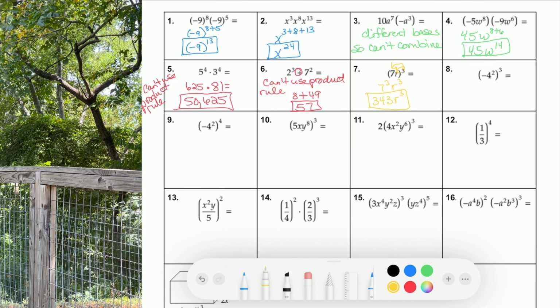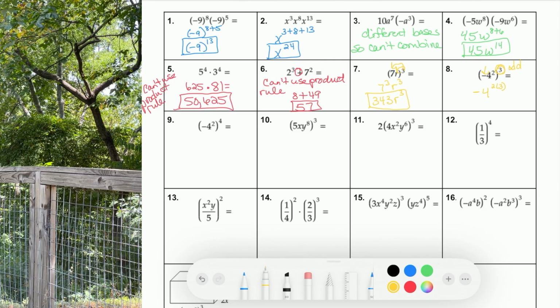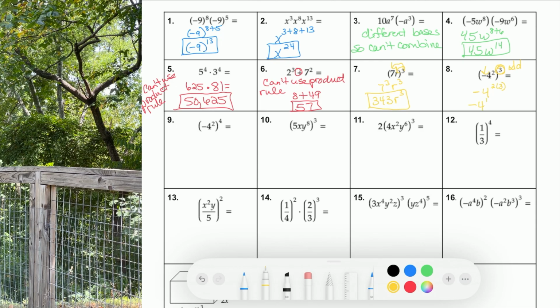Number 8, I have a -4 to the power of 2 in the parentheses with a 3 outside the parentheses. So remember, we have to pay attention to what's out here because that's what's going to determine whether this stays negative or positive when we bring this number out of the parentheses. That's an odd number, not an even number. So when I bring this out, it's going to be a -4 and then 2 times 3 up here to figure out what our exponent is. That becomes -4 to the power of 6.